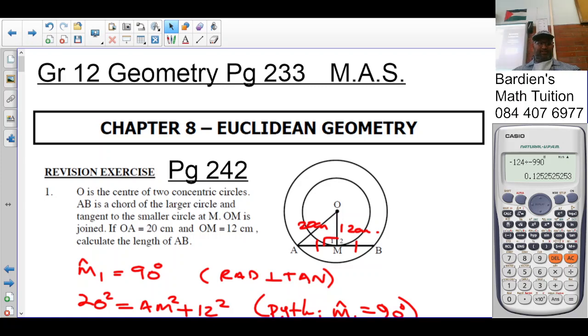Alright, good morning class. At this point we were busy with Euclidean Geometry Chapter 8 from the Mind Action series. Your homework was exercise 1 on page 251. It was quite a few sums. It's number 5 and 6 to start off with.